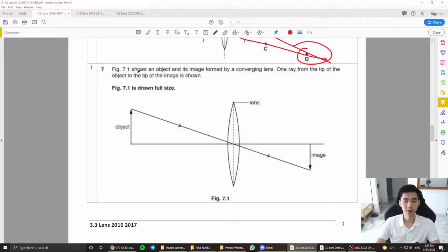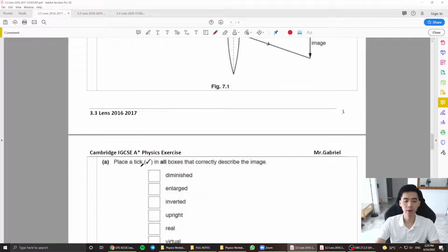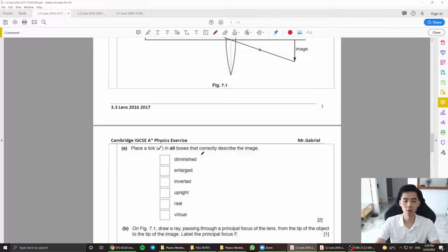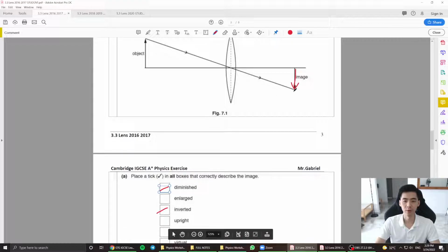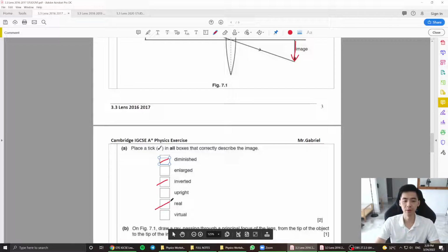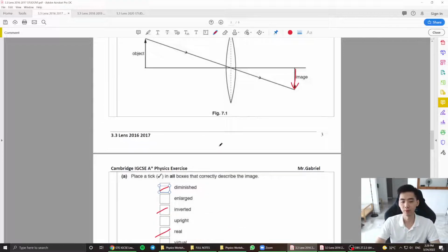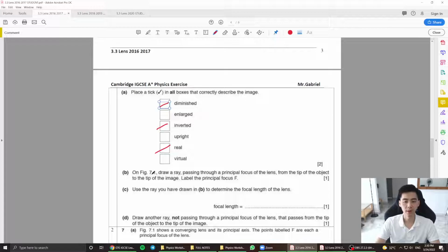Then looking at the next part here, figure 7.1 shows an object and its image formed by a converging lens. One ray from the tip of the object to the tip of the image is shown. Figure 7.1 is drawn to full size here. Then place a tick in all boxes that correctly describe the image. Obviously this image here is diminished because it's smaller. It is definitely inverted because it's upside down, and it is definitely real because it is formed on the other side of the lens. Then after that, in figure 7.1, draw a ray passing through the principal focus of the lens from the tip of the object.